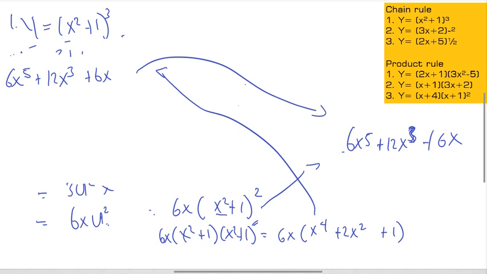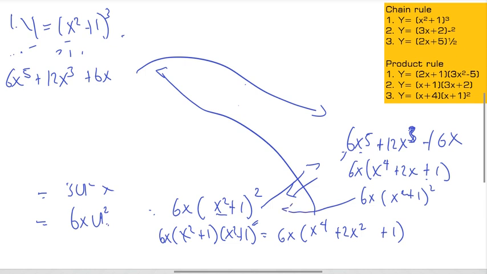But let's now make this one look like this. Let's make it look like this. Now here we have 6x. 6x is common between these, so we can factorize it out. So factorizing 6x out, here we have x to the power of 4 left. Here we have plus 2x left, and here we have 1 left. And we can factorize this to be 6x times x squared plus 1, all squared. So this now looks like this.